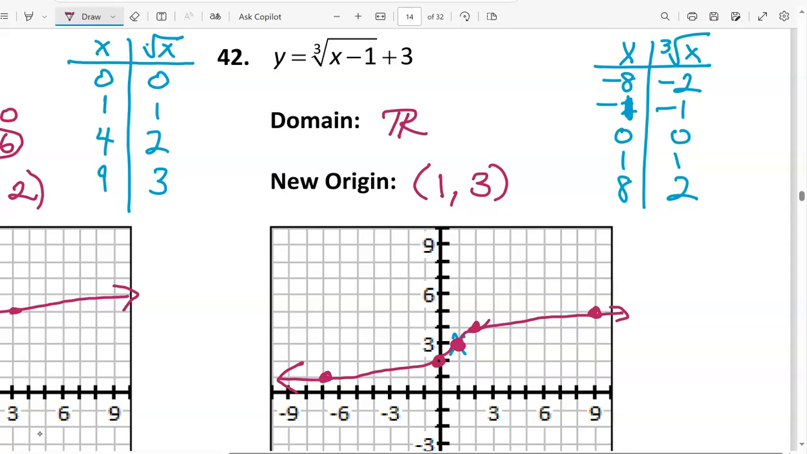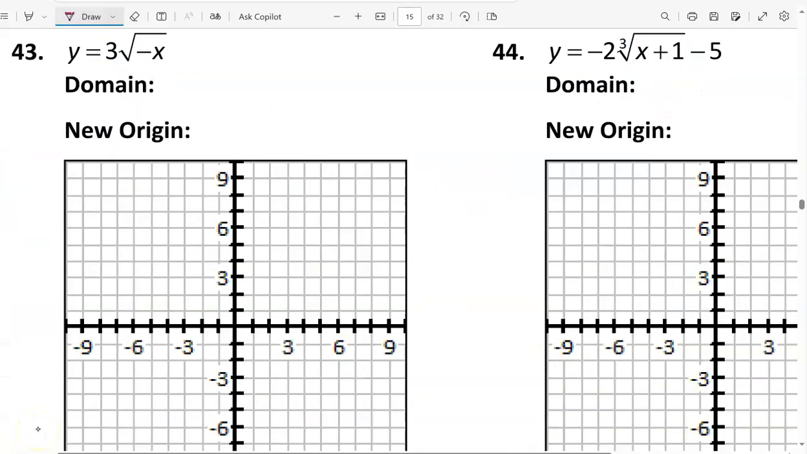In 43, let's graph this square root function. Our domain consideration is that the inside of that square root has to be greater than or equal to 0. Now, if we solve for x by dividing by -1, that means that our x values have to be less than or equal to 0. Our new origin is at the point 0, 0, because there is no addition and subtraction indicated in this, so there's no translation of the graph.